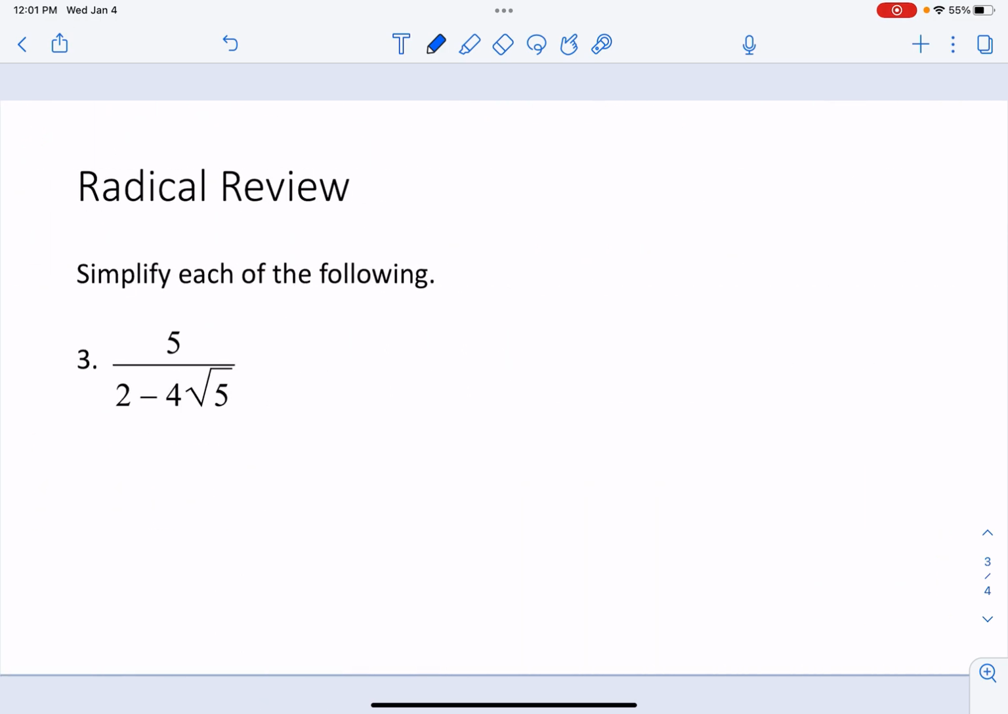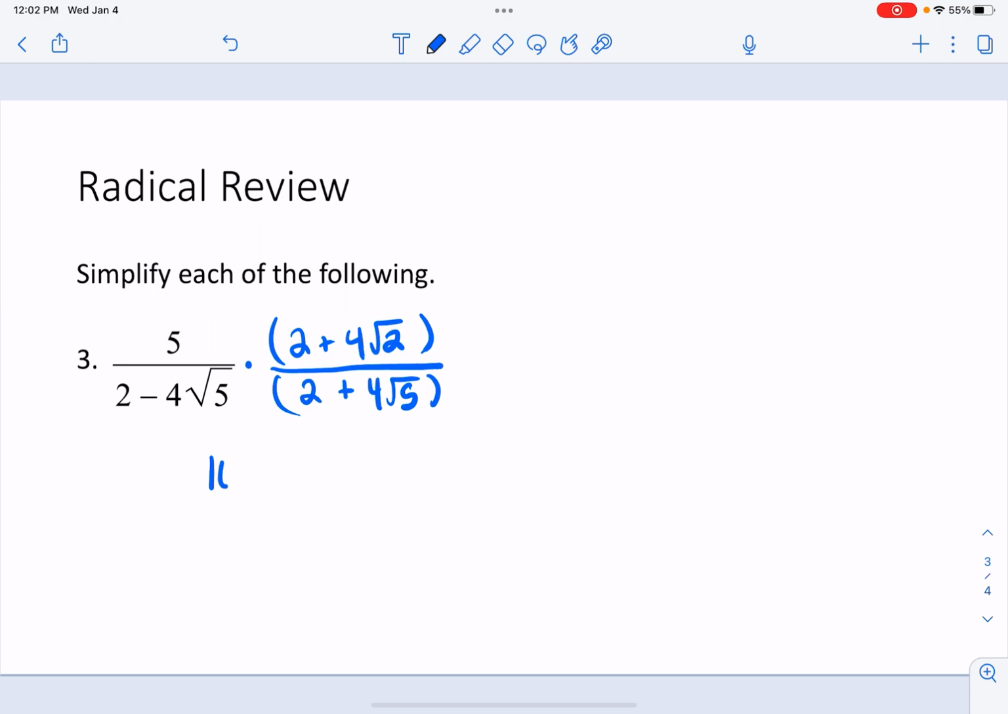Okay, our next example. So again, another one where we have to multiply. Same thing on the top and bottom. So 2 is the same number, opposite sign, 4 root 5. And it has to be the same thing on the top and the bottom. So 5 being multiplied to the 2 is a 10, plus 5 being multiplied to the 4 is a 20, root 2.